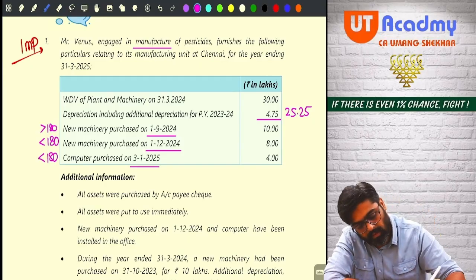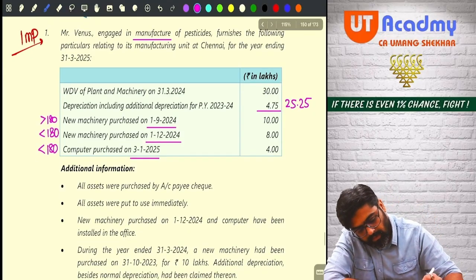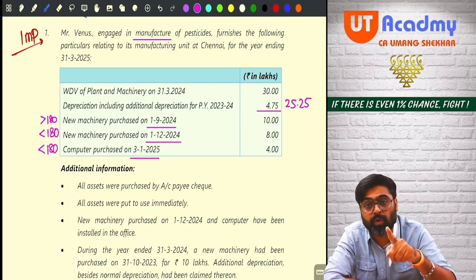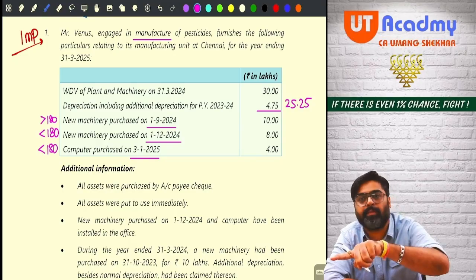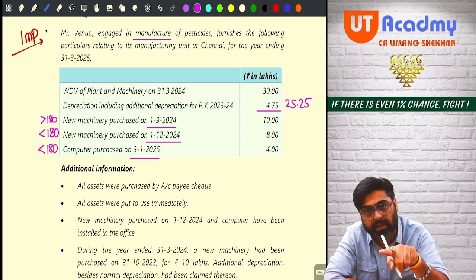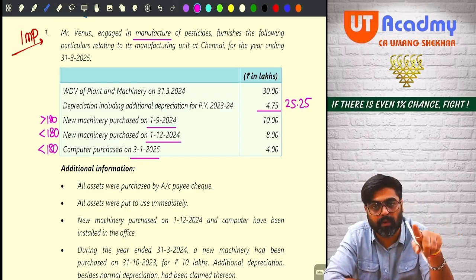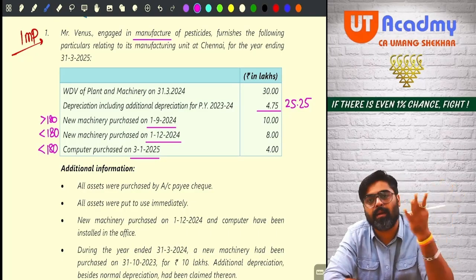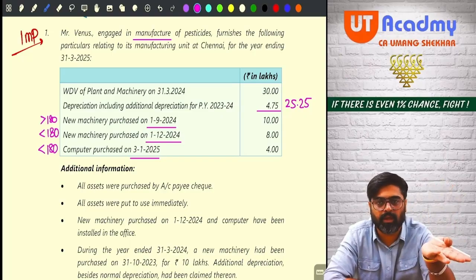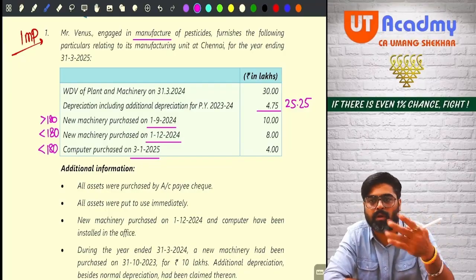Now tell me, on plant and machinery, you will get normal and additional both, if you shift out of 115BAE, yes or no? But if you don't shift out of 115BAE, on plant and machinery you will get only normal, you will not get any additional. And on computer, under both the regimes, 115BAE or no 115BAE, you are not going to get any additional depreciation, yes or no?